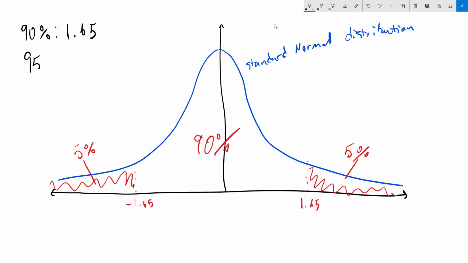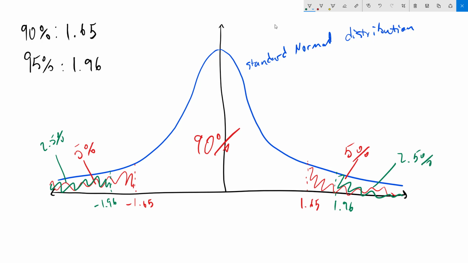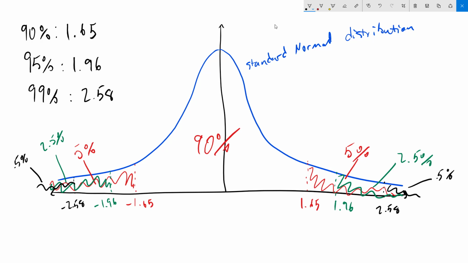We can do the same thing for the 95% confidence level, where we need 1.96. In this case, the areas outside of -1.96 and +1.96, those areas together make up 5%. So we're going to have 2.5% probability out here, 2.5% probability here, with 95% in the middle. And finally, for 99%, our critical value is 2.58. So we can do this again with negative 2.58 and positive 2.58, and the areas outside here and outside here add up to 1%. So we're going to have 0.5% over here and 0.5% over here.